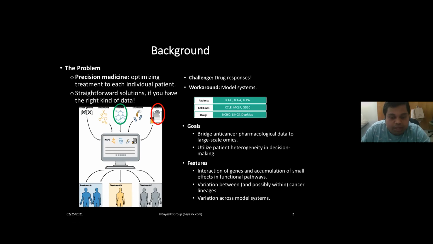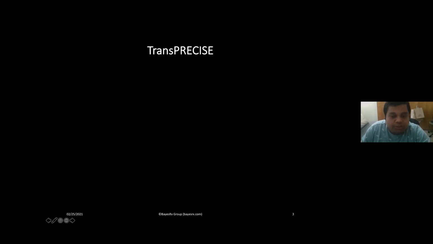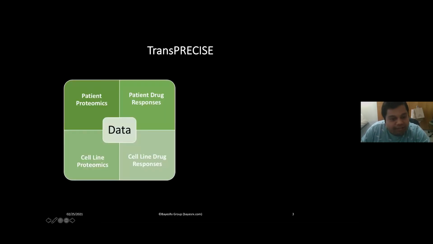So what do we do? First, we just lay out what kind of data we have. If you look at a simple 2x2 table, if I talk about just proteomics for a while, this could be multi-omics as well.